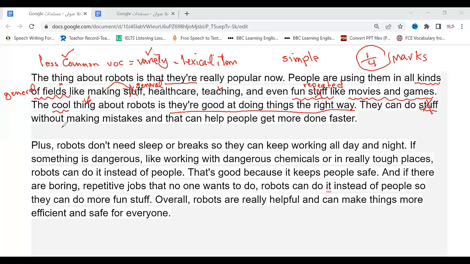"They can do stuffs without making mistakes," which means that they are very accurate. But the student didn't use the word accurate or precise, which means the student is still using simple words. "And that can help people get more done faster." He means in terms of the achievement of tasks.